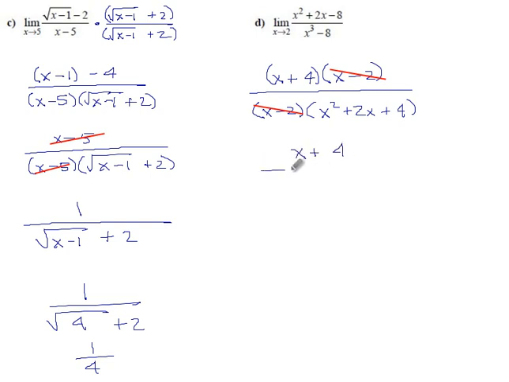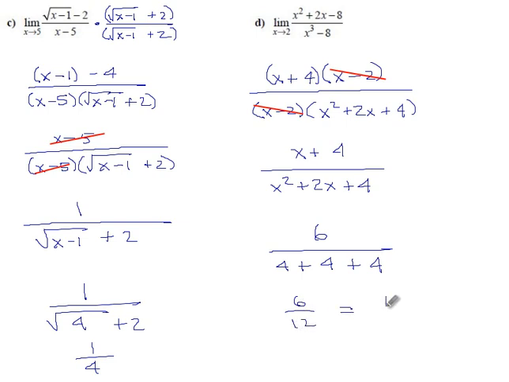Before, when we plugged in 2, we got a division by 0, and that made the thing undefined, but now, if we put in 2, we get 2 plus 4 over 2 squared plus 2 times 2 plus 4. So that's 6 over 12. The limit should now be 1/2.